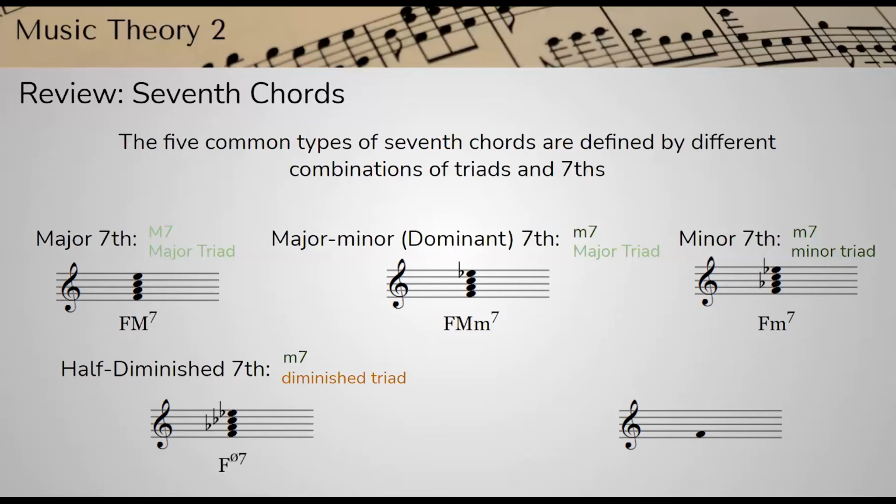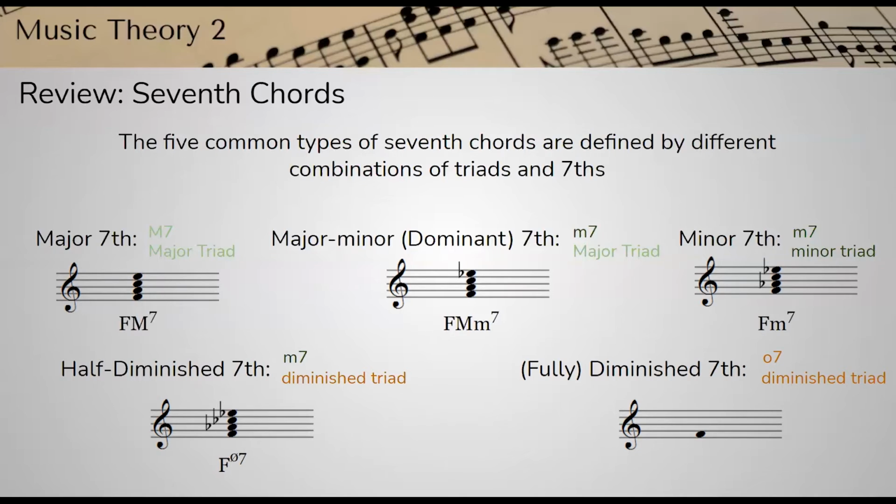And we use a little circle with a halfway slash through it, and a 7 to indicate that this is a half diminished seventh chord built on F. And then since there's a half one, there has to be a fully diminished one. And a fully diminished seventh chord simply has a diminished triad. And then it also has a diminished seventh between the F and the seventh.